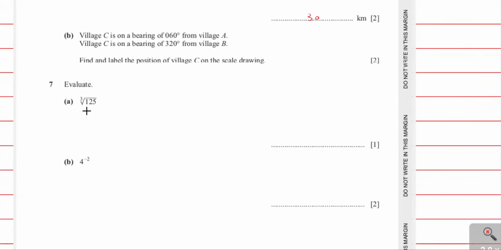Evaluate the cube root of 125. We can write 125 as 5 into 5 into 5, cube root, and this is 5 power 3. We can write the cube root in index form as power 1 over 3. Therefore, the 3 would be cancelled, and 5 will be the answer. Part B, 4 power minus 2. We can write this as 1 over 4 power 2, and this is 1 over 16, and this is the answer.